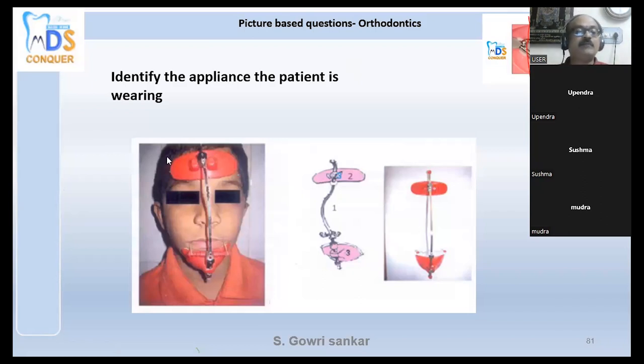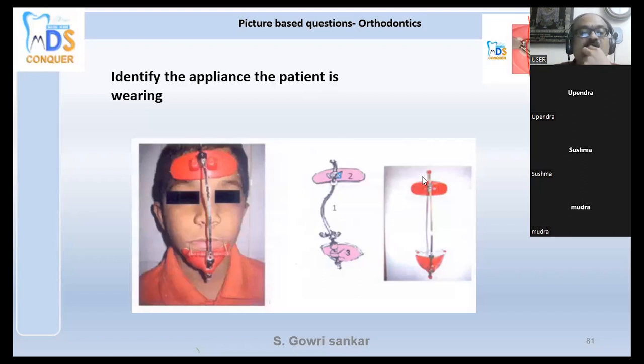So the midface is nothing but your maxilla. It is called reverse pull headgear. Where does it take anchorage from? It takes anchorage from the frontal bone and the chin region. So it restricts the growth of the mandible and it pulls the growth of the maxilla out. So it is given in class 3 conditions where initially there is a retrognathic maxilla.